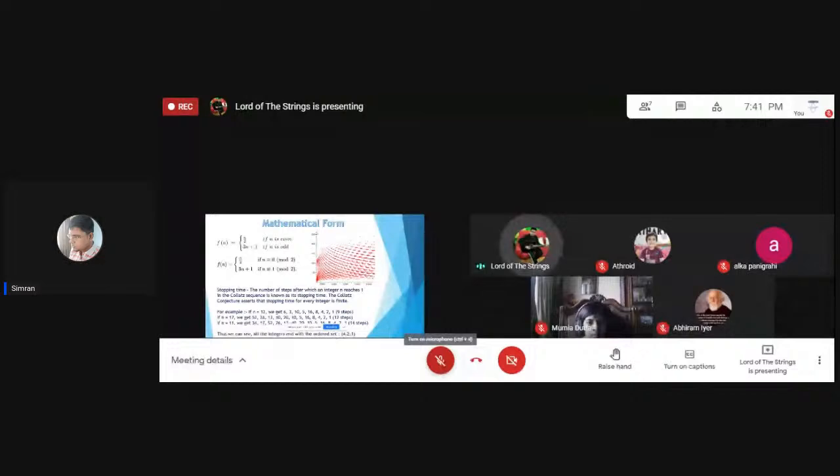Here, I have shown a graph. It looks like some blood splattering or something like that, but it is actually a graph. This graph shows all numbers from 0 to 9,000, and it shows that all these numbers follow the Collatz conjecture.